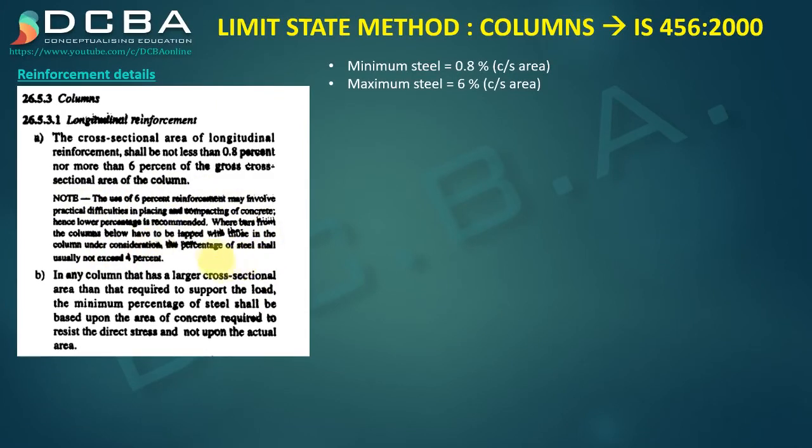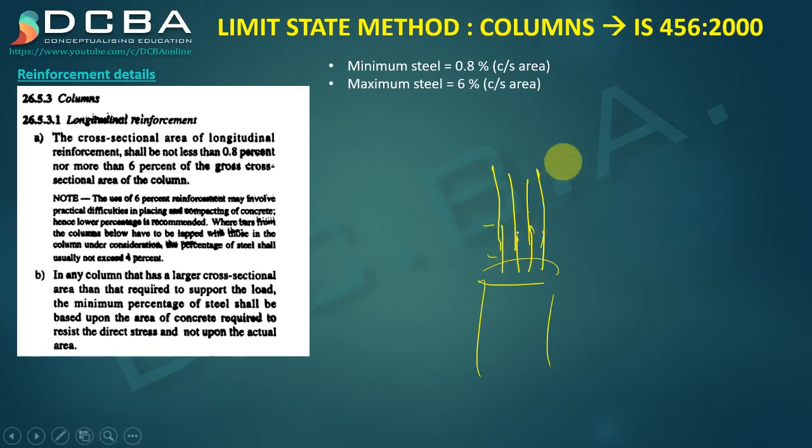Where bars from the column below have to be lapped with those in the column under consideration, percentage of steel shall usually not exceed 4%. So generally what happens in construction, you might have seen that after a column is cast like this, some bars are left outside so that the next column can be cast over it. Correct? So these are called lapping bars. These bars would be lapped with the next column that is going to come. So this distance is called the lapping distance.